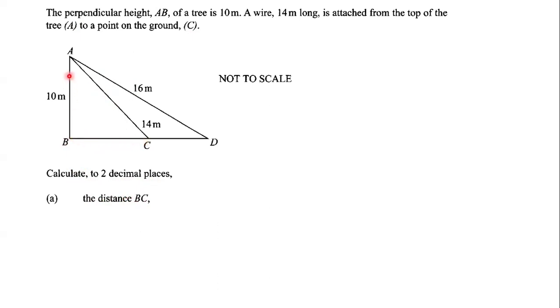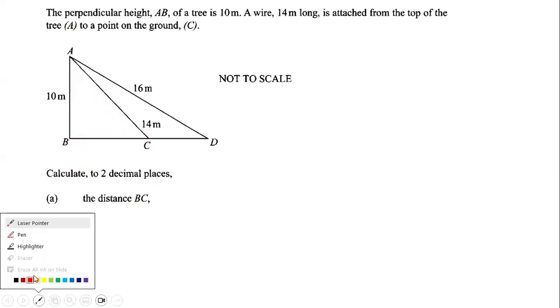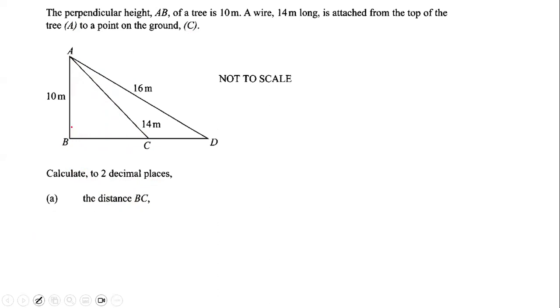And this is actually a right angle triangle. And so let me just indicate that by using this pen. I'm going to indicate it by putting a box here. So this is a right angle triangle, and we need to find out what is this missing side. Now we know what this side is. This is 10 meters, and this side is 14 meters.